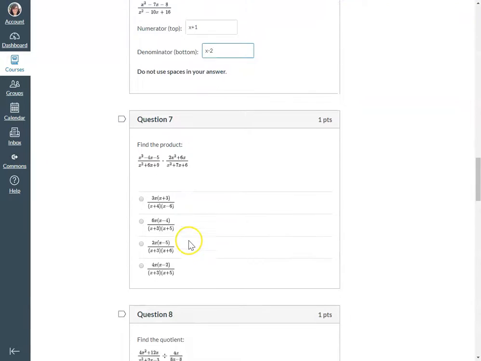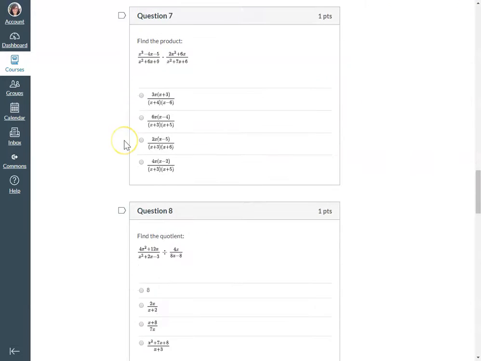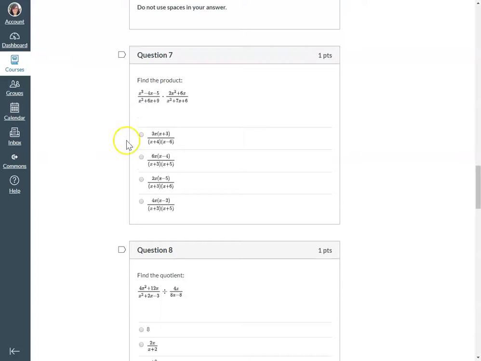Okay. On number 7, it wants me to find the product. So I'm going to write these down on my piece of paper, simplify, and then cancel out anything that they have in common. I have x squared minus 4x minus 5 over x squared plus 6x plus 9 times 2x squared plus 6x over x squared plus 7x plus 6.